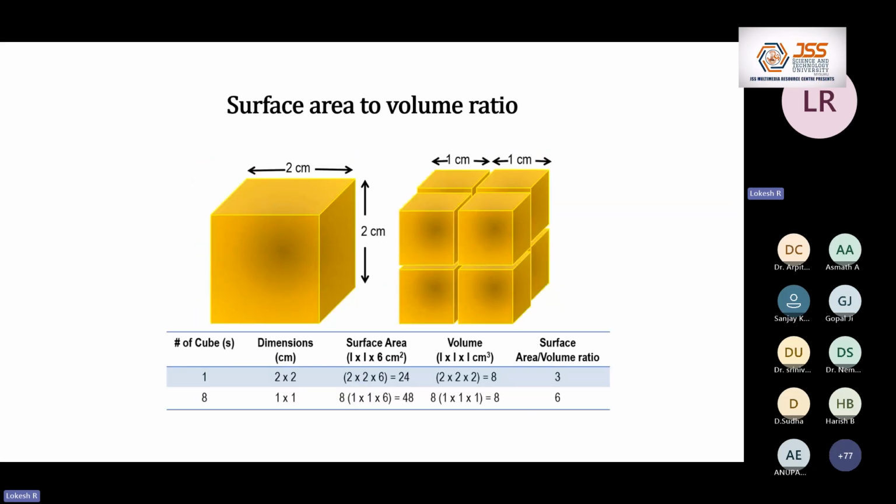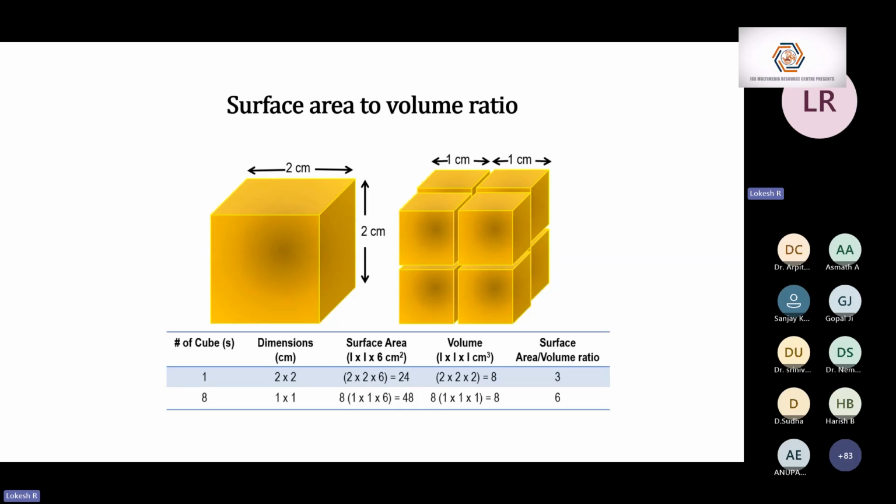Consider this cube, one single cube of dimension 2 cross 2 cross 2. If we calculate the surface area of this, it is 24, and the volume of this cube is 8. When we take the ratio, surface area to volume ratio, it is 3. Now assume that you have cut this single cube into 8 small cubes. Now calculate the surface area. It is 48 and the volume is 8. So now the surface area to volume ratio is 6. Here the surface area to volume ratio increases as the size decreases.